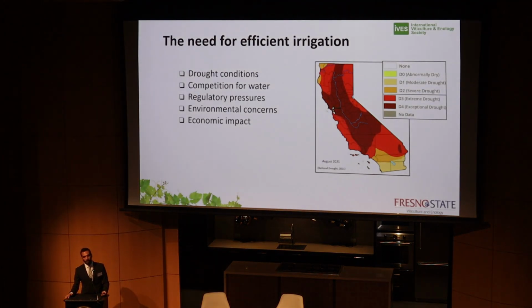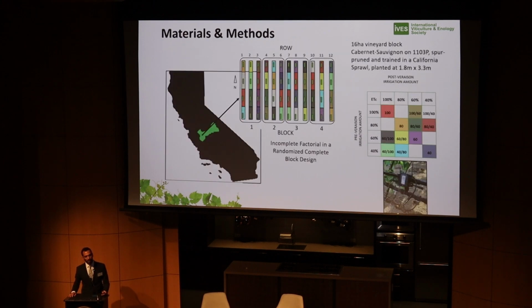Of course, water is a big problem in California, and because we are under consecutive droughts, there is a lot of competition for water across human activities. We are under regulatory pressure, SGMA, for example, and there is, of course, an environmental concern about making sure that we have water for the next generations, but also water costs money, not only for the cost itself, but also for pumping and distributing.